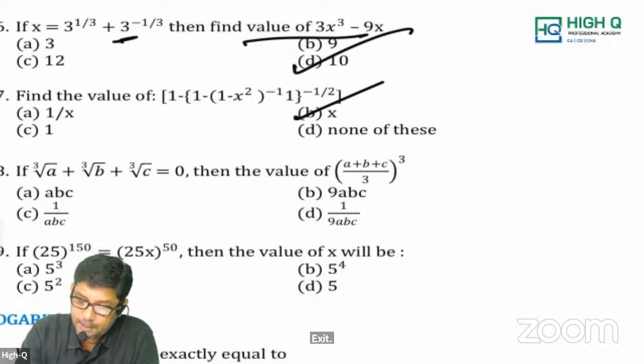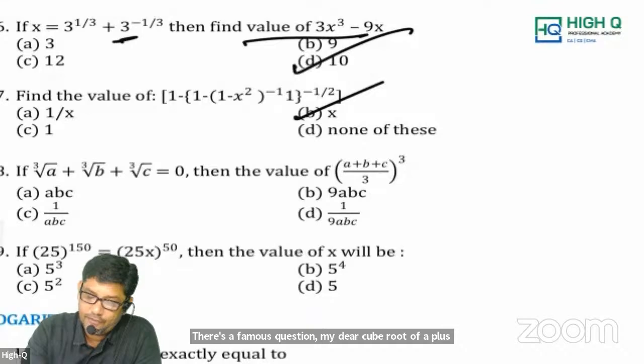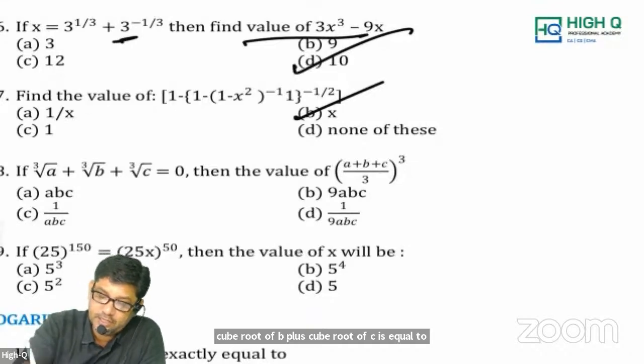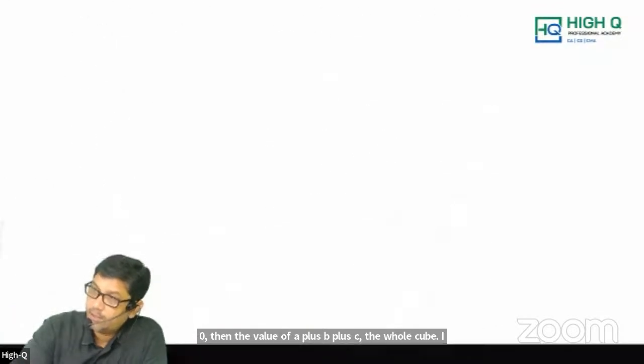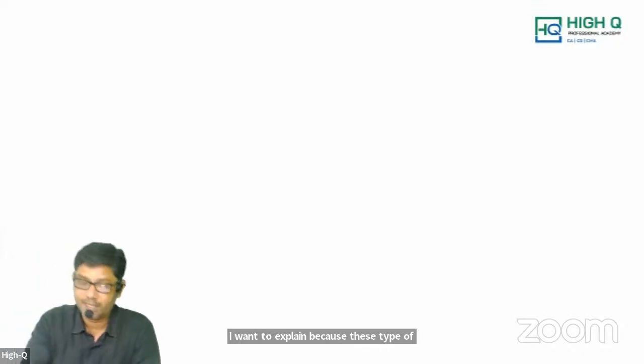Cube root of a plus cube root of b plus cube root of c is equal to 0. Then the value of a plus b plus c, the whole cube. I want to explain this question. Answer you know. I know. That is, I want to explain because this type of questions are expected in the exam.